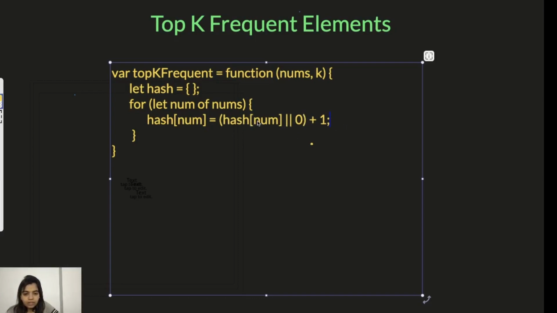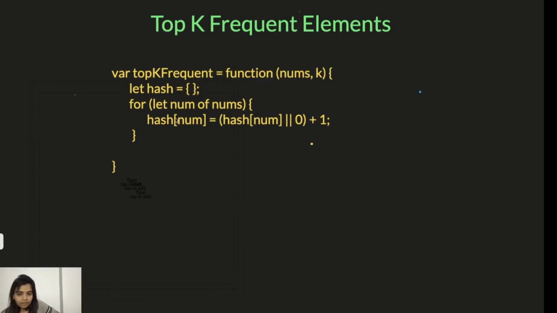What this will do is, if hash of num is not already existing, then it will take it as 0. If it is already existing, it will take hash of num. If hash of num is not already there, then this value becomes undefined. Undefined or 0 will become 0. So 0 plus 1 will become 1. So the first time it will be 1, then it just keeps incrementing by 1. That's how we will populate our hash. So now we've populated the hash map.